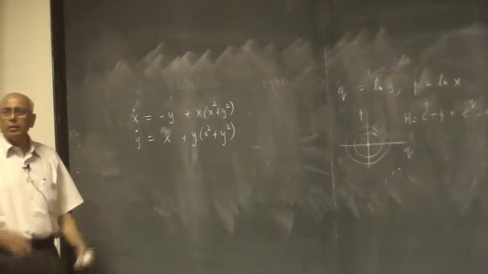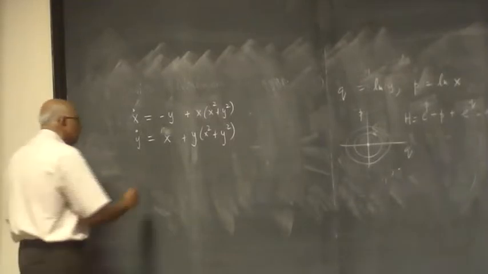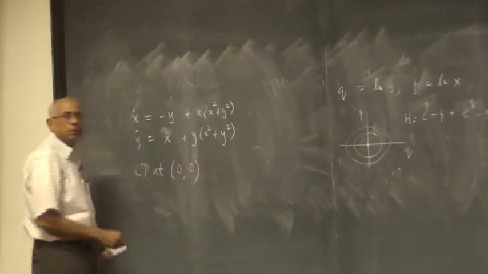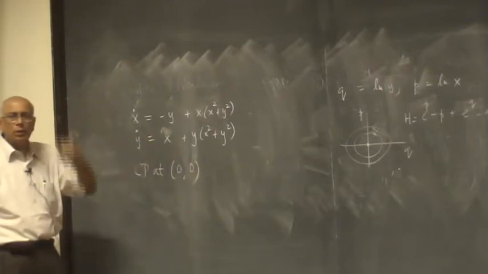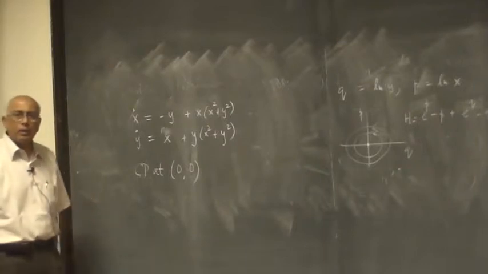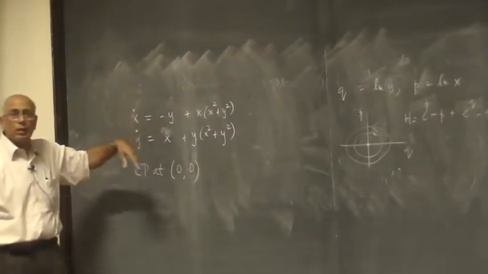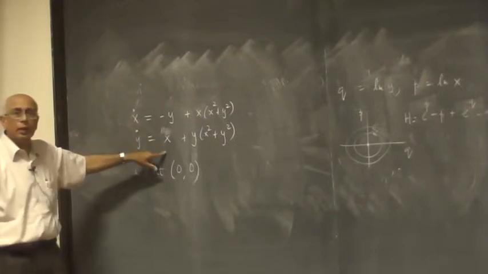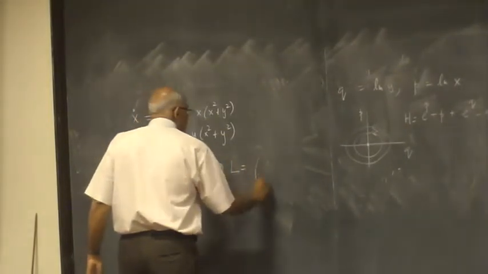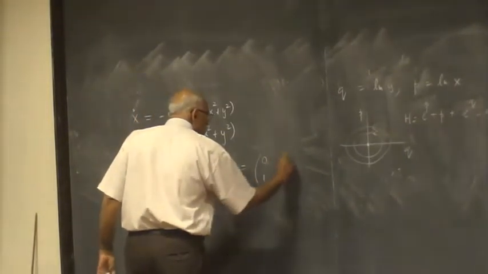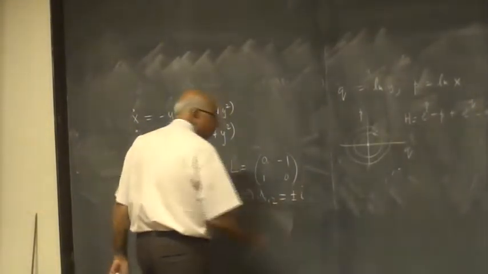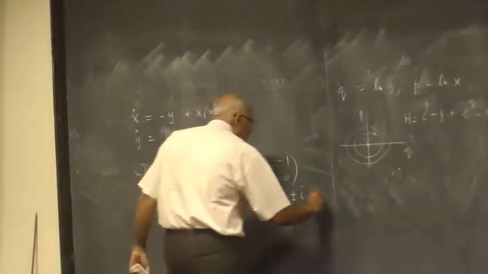Now, if you were to linearize this and say, where are the critical points? It's clear the critical point is at 0, 0. Both these guys vanish. 0, 0 is a critical point. Then you come along and say, let me find the Jacobian matrix at the origin, and that's non-zero. That's a non-singular matrix because just these two terms are retained. So L in this problem equals 0, minus 1, 1, 0, which implies lambda 1, 2 equal to plus or minus i. Implies center.